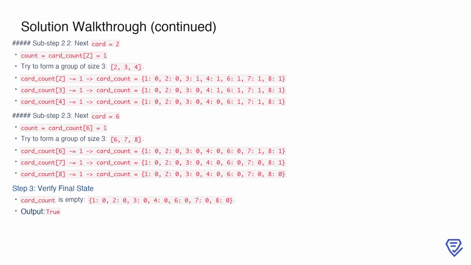Moving on, the next card is 6, which also has a frequency of 1. To form the group 6, 7, 8, we reduce their counts by 1 each, resulting in 1:0, 2:0, 3:0, 4:0, 6:0, 7:0, 8:0. At this point, all cards have been used up, and we proceed to verify the final state.